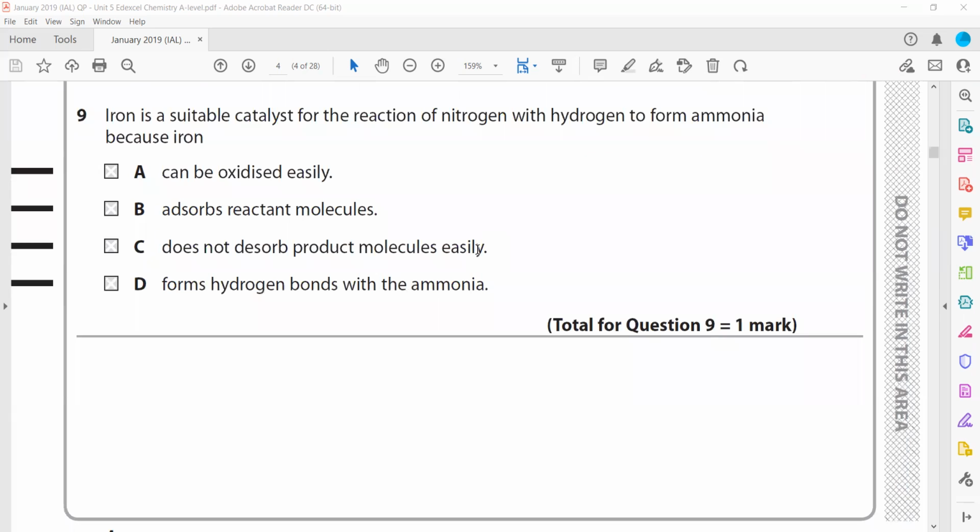Question 9, iron is a suitable catalyst for the reaction of nitrogen with hydrogen to form ammonia. These are heterogeneous catalysts, and how they work is they adsorb the reactant molecules on the surface and reduce the bond strength. So it adsorbs the reactant molecule and reduces the strength of a bond so that the bond can break easily and the reaction can occur at a lower activation energy. That's why we say the use of a catalyst lowers the activation energy.